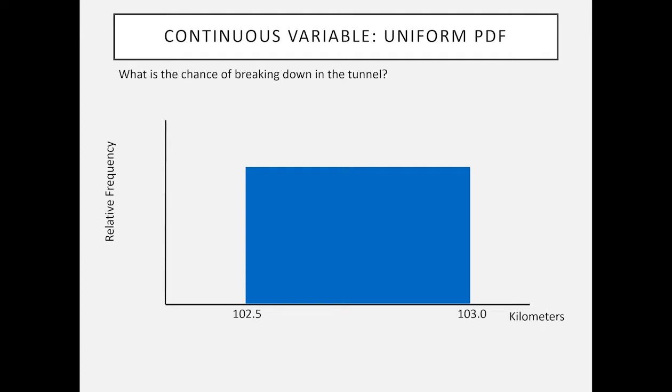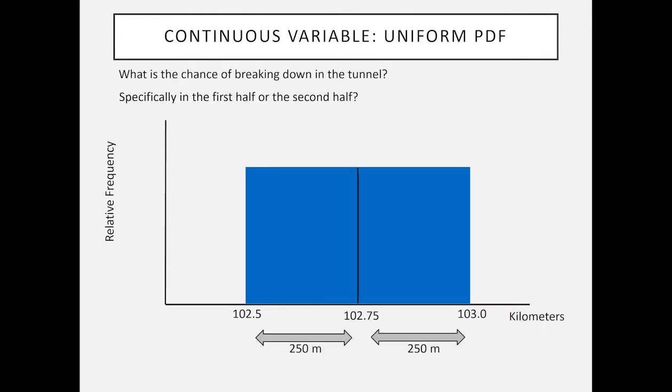I've got the kilometer marking X. We've got relative frequency along the top, and I've got a tunnel that starts at 102.5 and goes to 103. Now, what is the chance of breaking down in the tunnel? Well, let's be a little bit more precise about that. What is the chance of breaking down in the first part of the tunnel or the second part of the tunnel? So it's sort of like saying specifically in the first 250 meters or the second 250 meters.